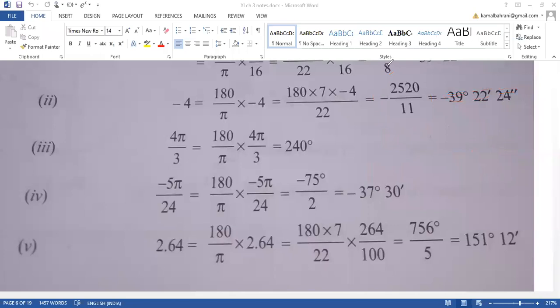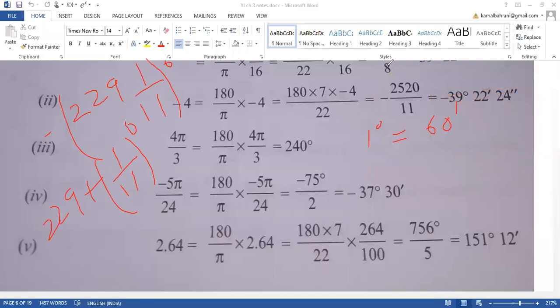229. I'm writing here 229, 1 by 11. Minus sign is there and this is in degrees. Now we cannot take this as degree, so we'll write 229 plus 1 by 11 degree. Now convert it into minutes. We know that 1 degree is equal to 60 minutes. Clear? So 1 by 11 degree will be equal to what? 1 by 11 into 60 minutes.